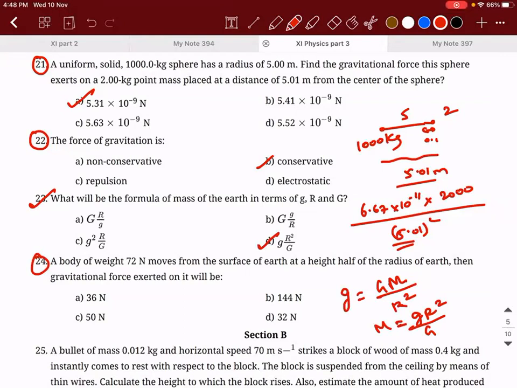24th. There is an object of weight 72 Newton which moves from the surface of the earth to a height half of the radius of earth. Then the gravitational force exerted on it will be. What will happen? When the object is displaced along the altitude, what will happen to its acceleration due to gravity? It will reduce.